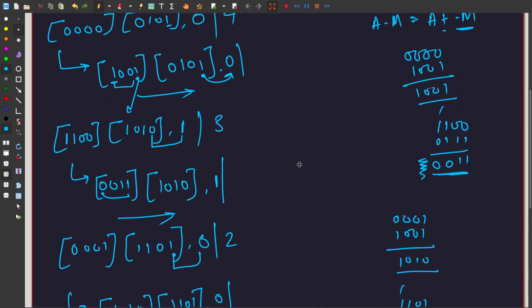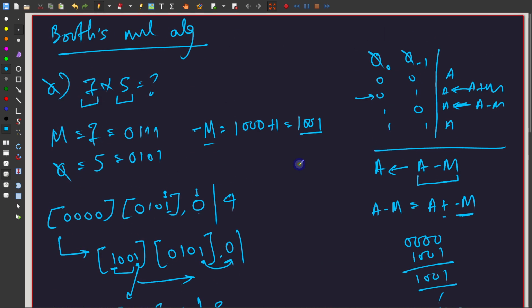I think this whole process is quite neat and fun, and yeah, that's basically about it. I'll do another example with a negative number now.